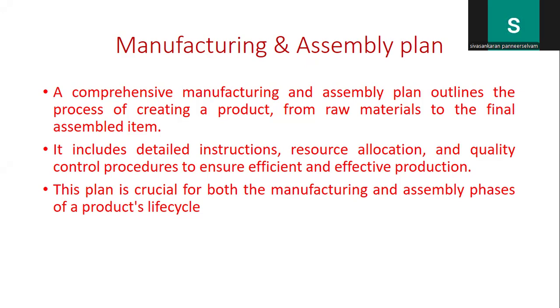It involves more detailed instructions, say bill of material, what resources are to be allocated, say number of machineries, batch of jobs, in order to plan the manufacturing process. And last one, quality control procedures to ensure whether the final product comes out with a more efficient and effective production or not. So this plan is highly important for both the working functions, like manufacturing and assembly process, of a product life cycle.